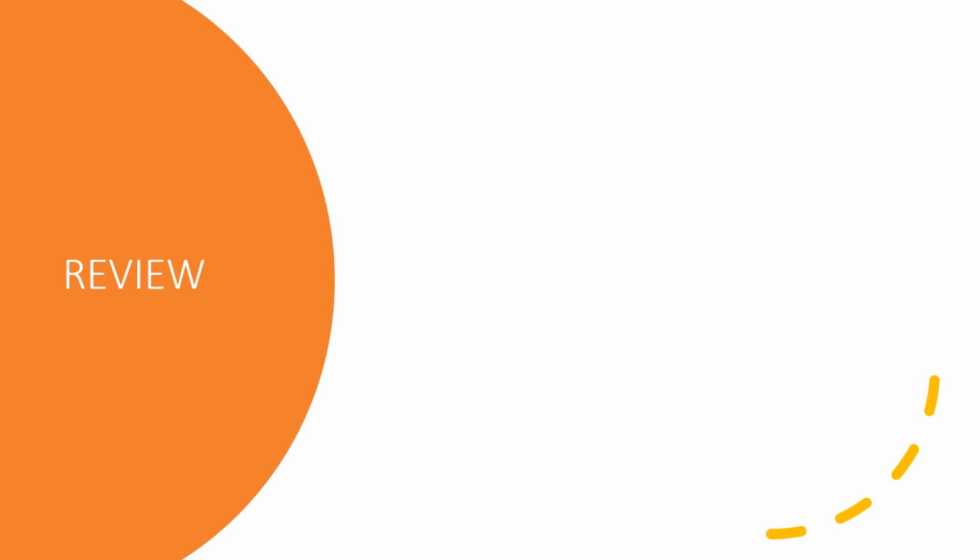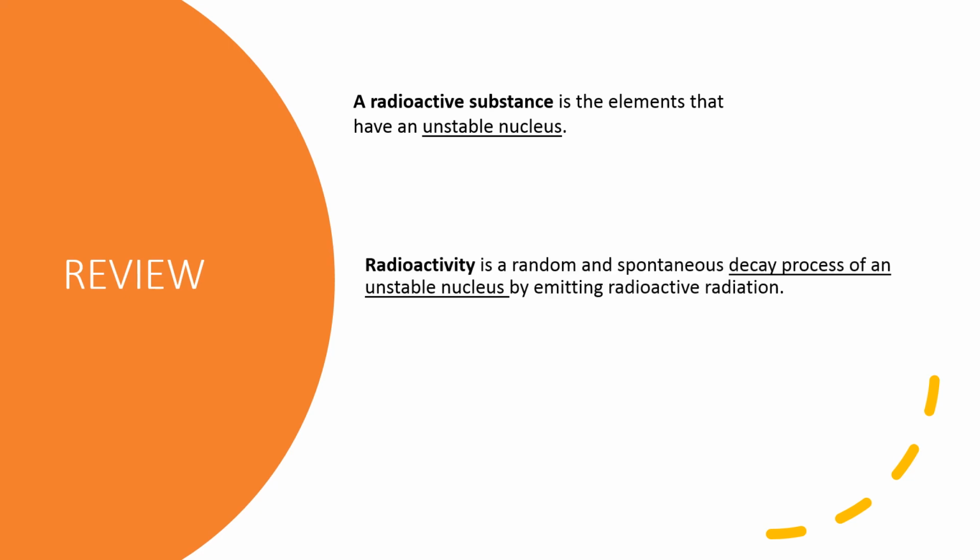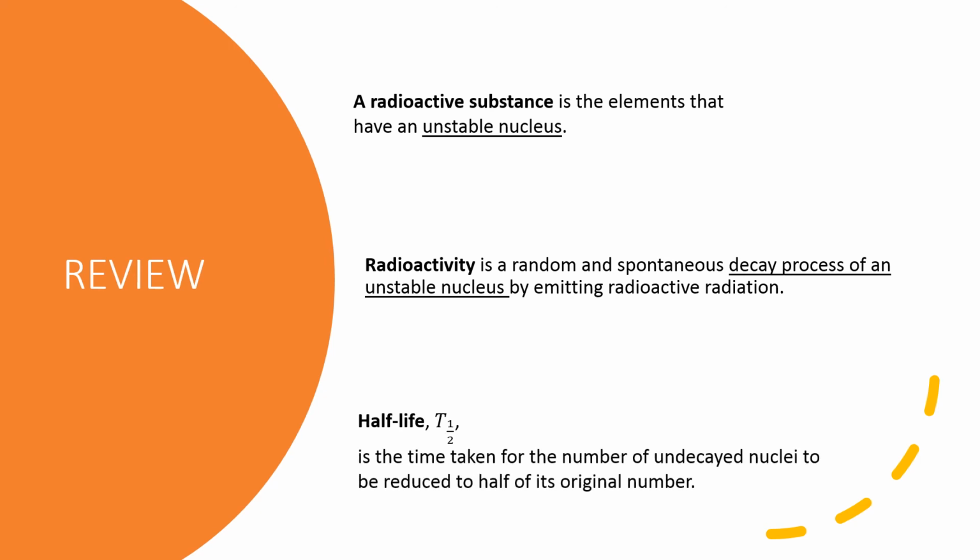Before we end this lesson, let's answer the questions. What is a radioactive substance? It is an element that has an unstable nucleus. What is radioactivity? Radioactivity is a random and spontaneous decay process of an unstable nucleus by emitting radioactive radiation. And the last one is half-life. Half-life is the time taken for the number of undecayed nuclei to be reduced to half of its original number.